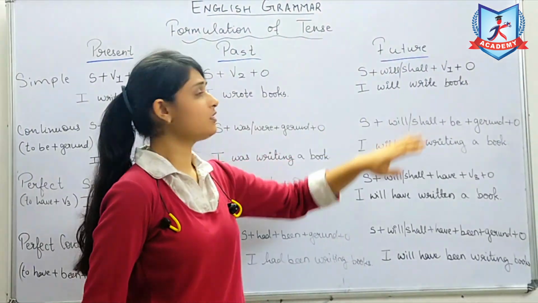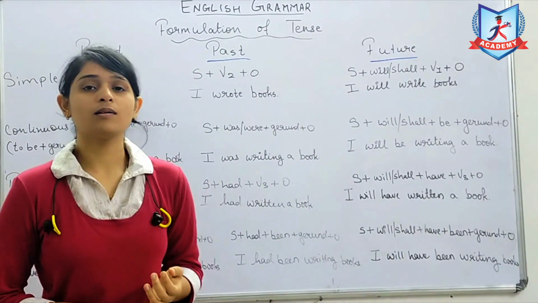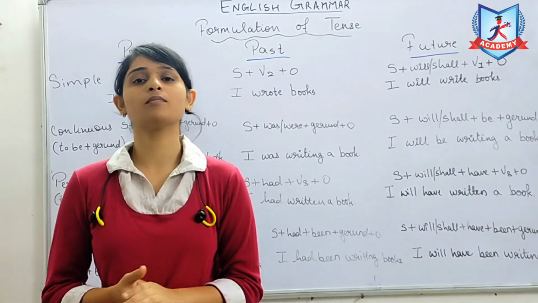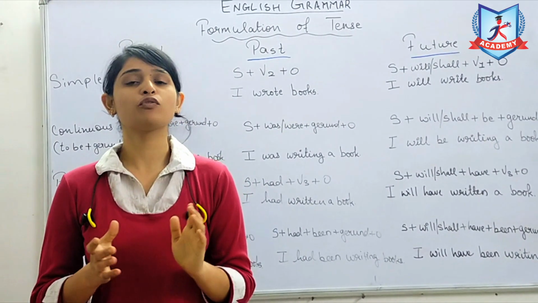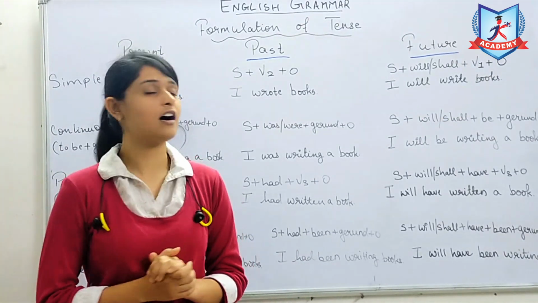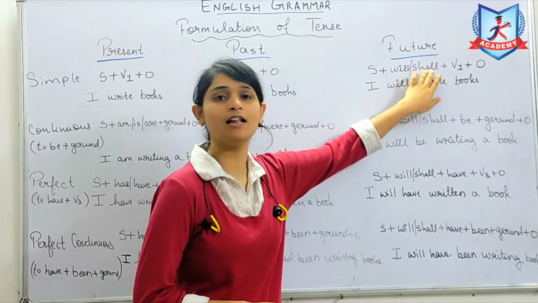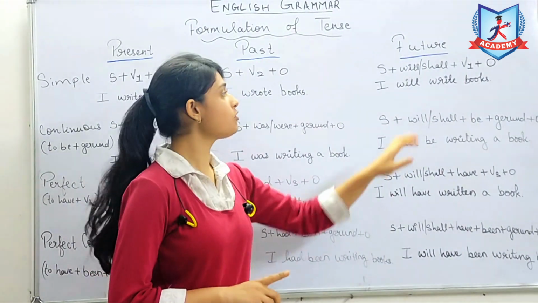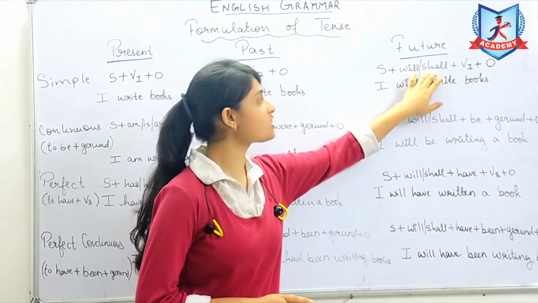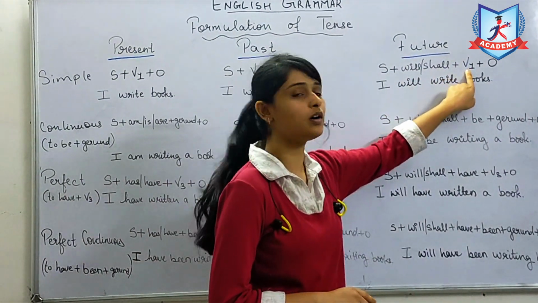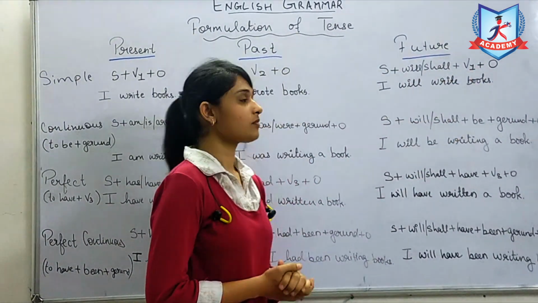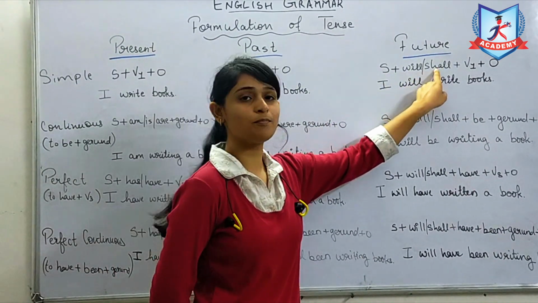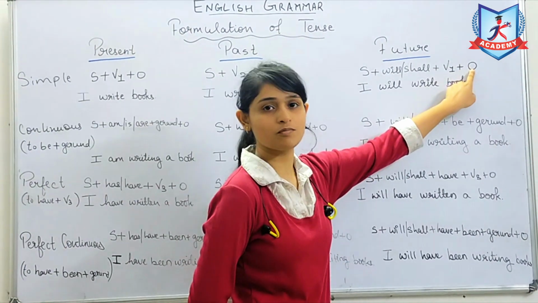We see, we do have a verb for the present tense and past tense, but we do not have a verb form in order to express future tense. तो future tense को express करने के लिए हम always will या तो shall की help लेते हैं. That is why they are called helping verbs. तो future tense की formula बन जाती है will और shall plus the base form of the verb. So the formula is subject plus will or shall plus V1 form of the verb plus object.